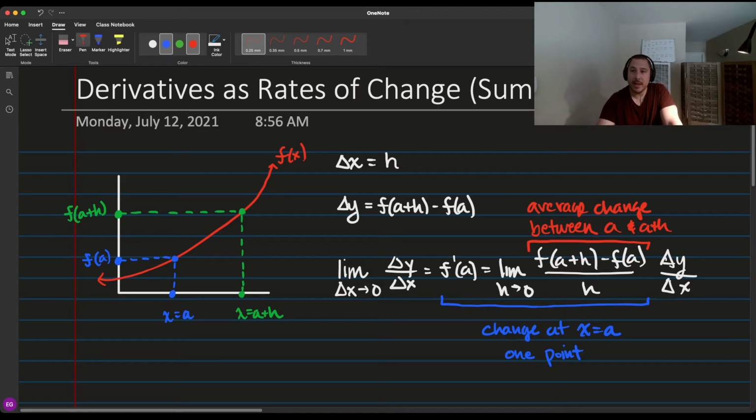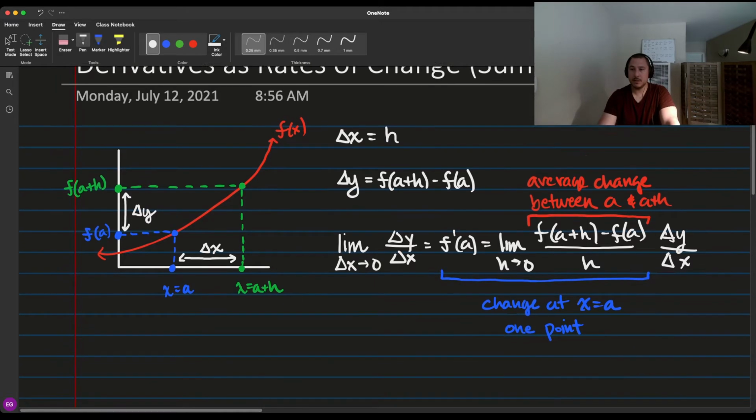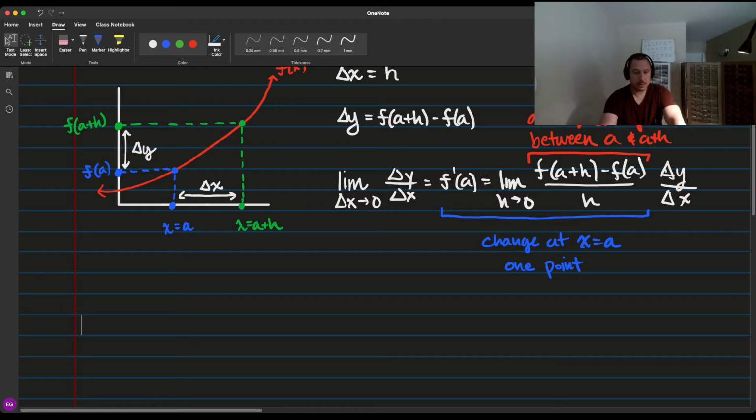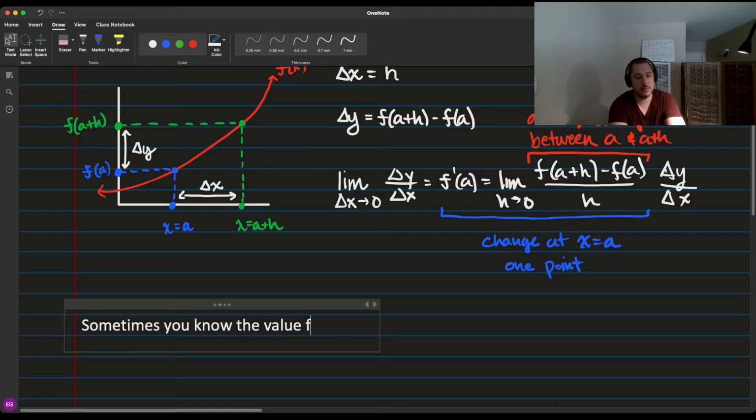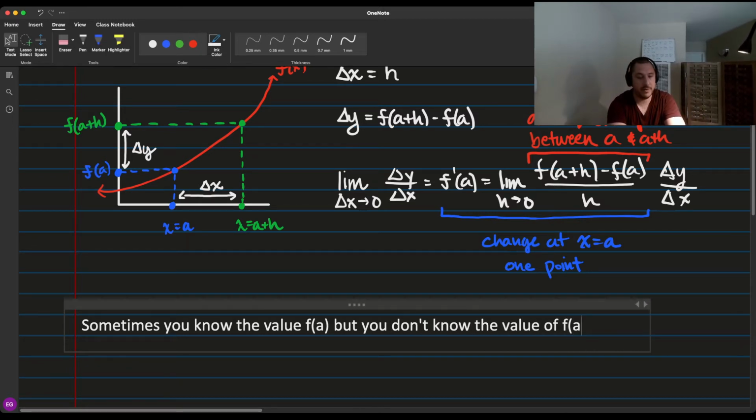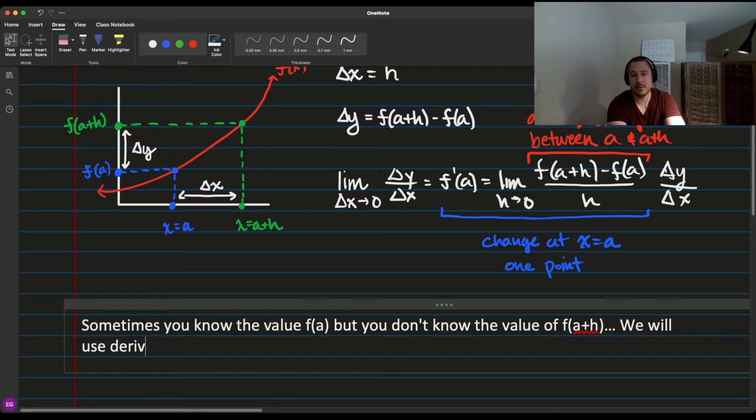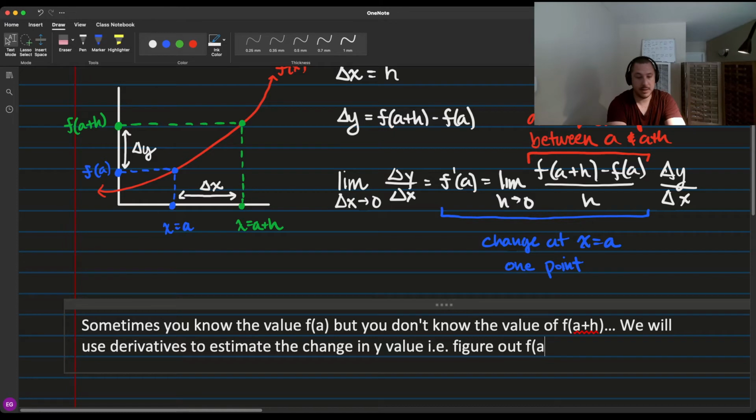So I want to point out that the change in x is the change from this point to this point, this distance right here. And the change in y is the change between those 2 points right there. And sometimes, so let's write this down. Sometimes you know the value f of a, but you don't know the value f of a plus h. Okay, and there's a way. So what we're going to do is use derivatives to estimate the change in y value, i.e. figure out f of a plus h.